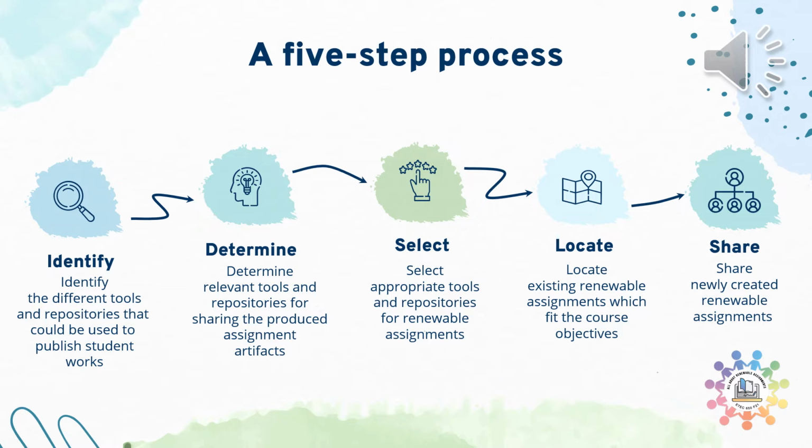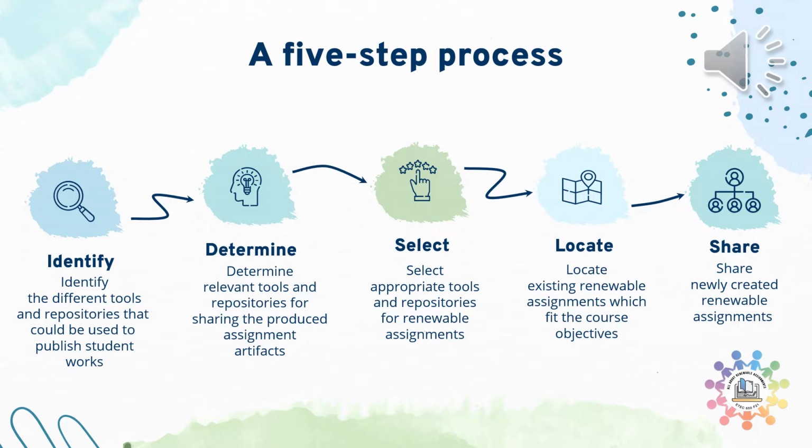The 5 steps involved in the process of locating and sharing renewable assignments are as follows: identify, determine, select, locate, share. I will now explain these in greater detail.